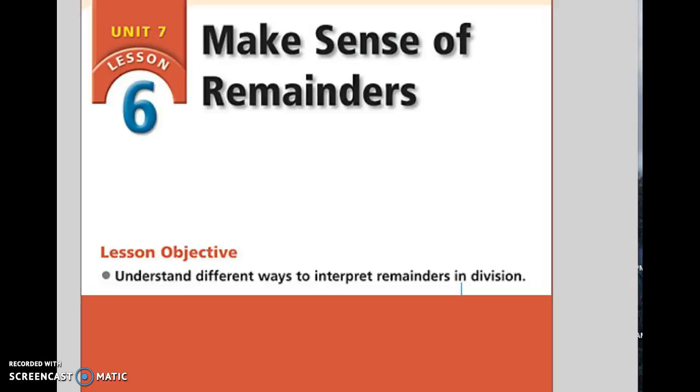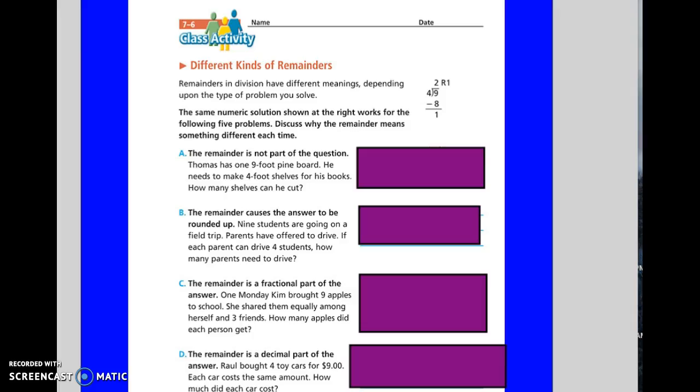This is Mrs. Naslund, and today we'll be doing Unit 7, Lesson 6, Making Sense of Remainders. Our learning target for today is, I can understand different ways to incorporate remainders in division. So basically, we're going to be looking at different types of problems and making sense of the remainders and how they're used in the problems, because they can be used in many different ways. So let's go through a couple of different situations.